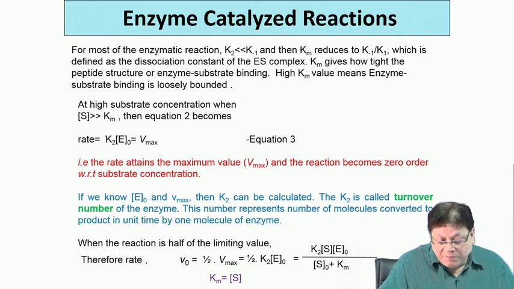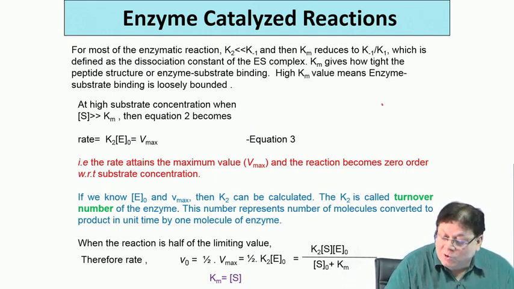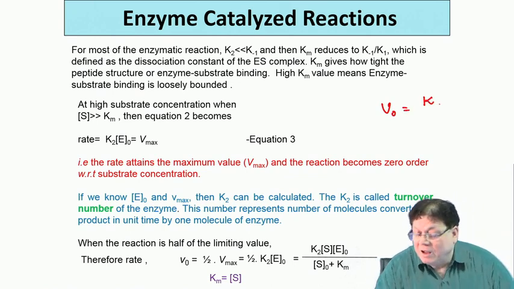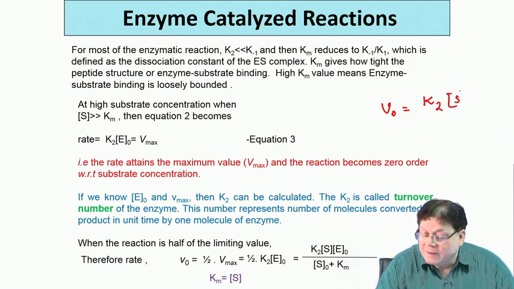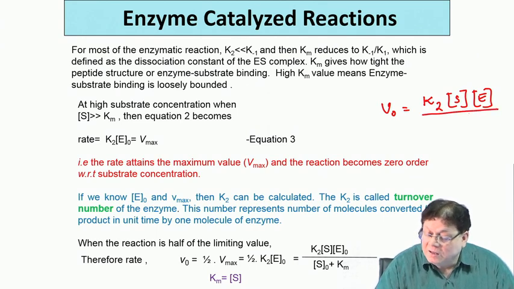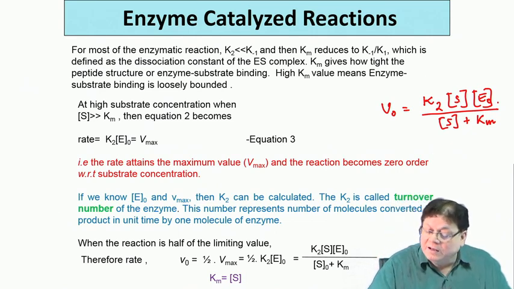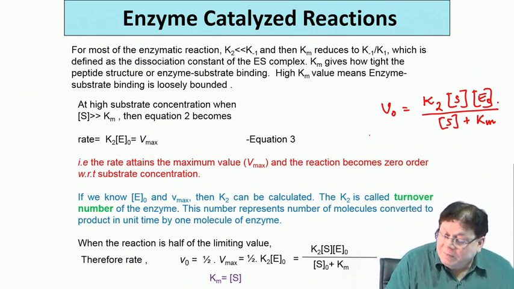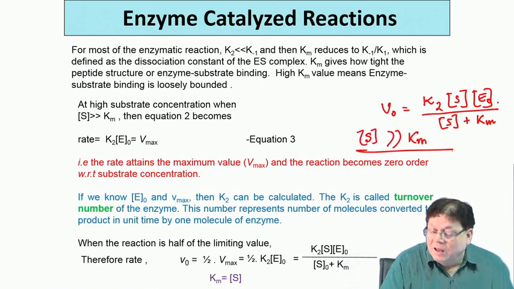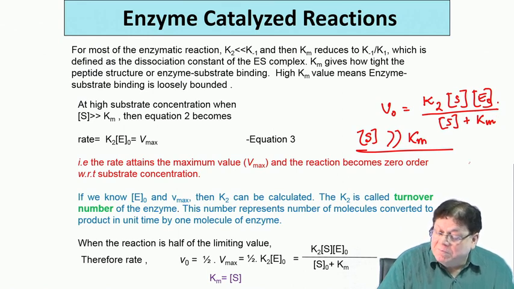The rate becomes, so the equation that earlier you have is V0 equal to K2 into S into E. I am just dropping the zeros, and then you have S plus Km. You can put 0, actually initial enzyme concentration is important, what is varying is the substrate concentration. Now, when S is much larger than Km, then what happens? You can now neglect the Km part of it.